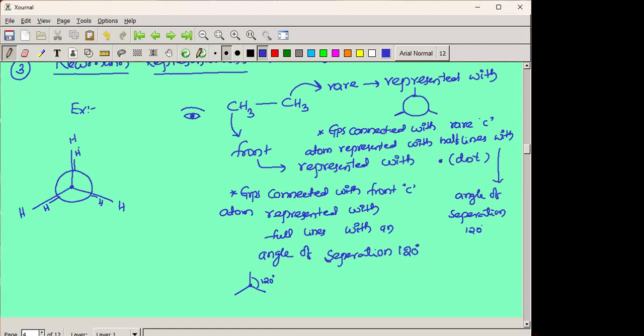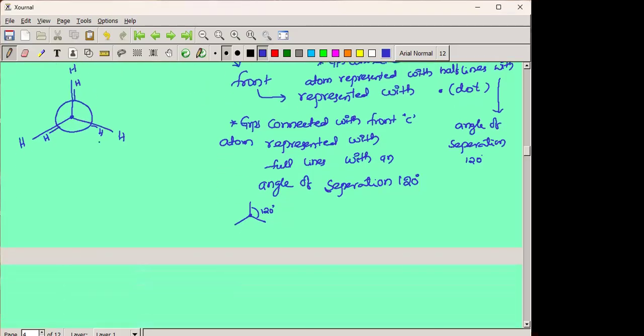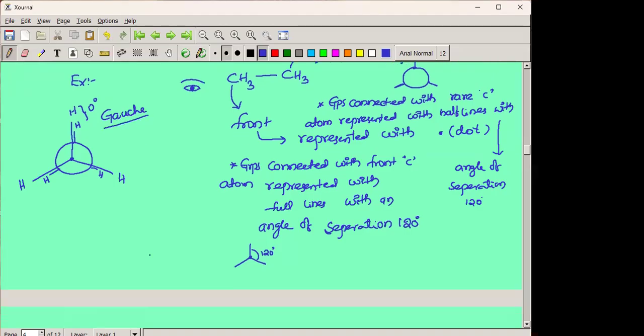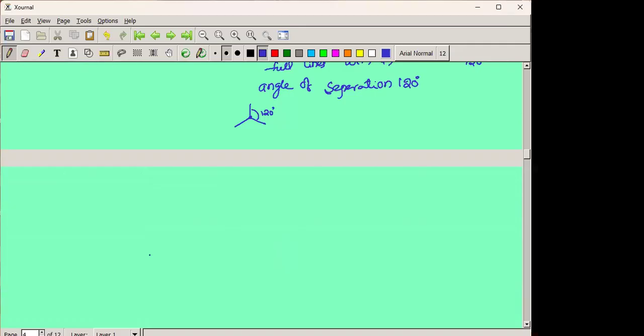If we consider these two hydrogens as reference atoms, and the angle between the reference atoms is 0 degrees, then the form is called Gaussian. That is called Gaussian. So see here, I'll go with one more example, the second example.